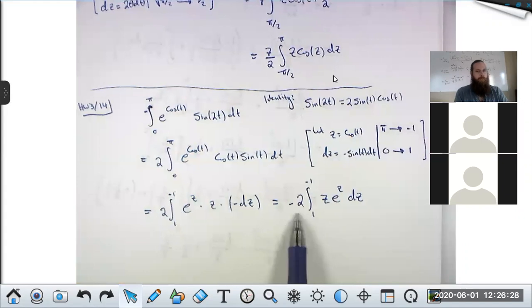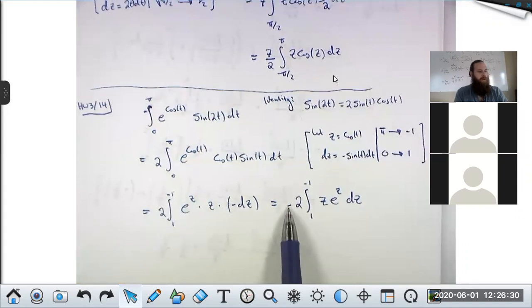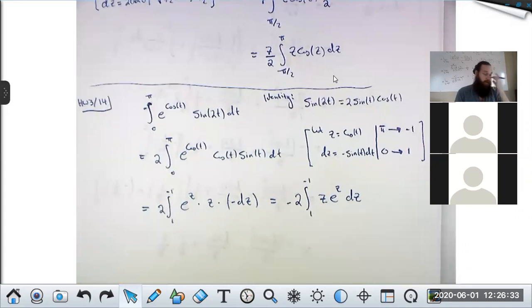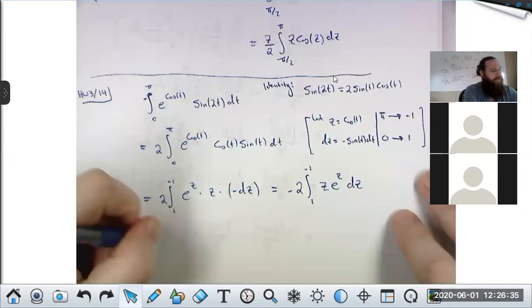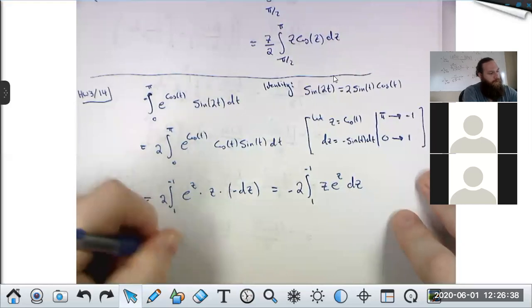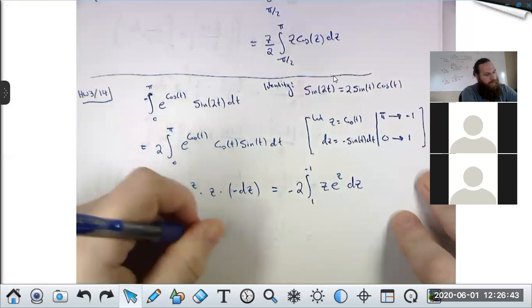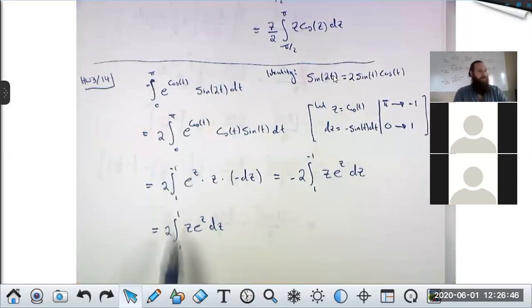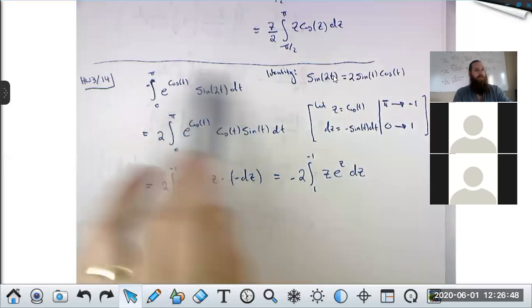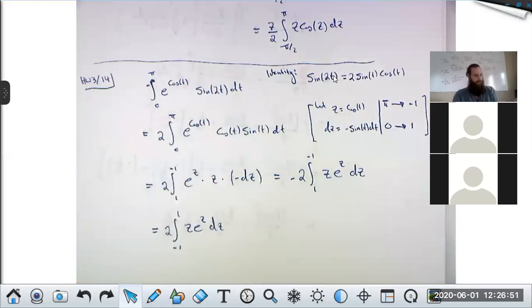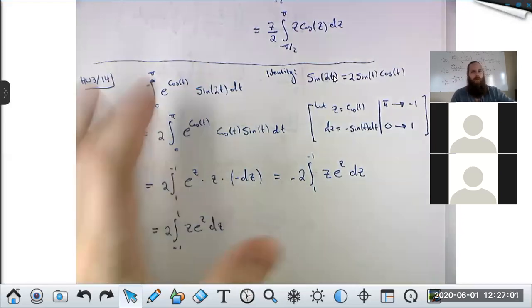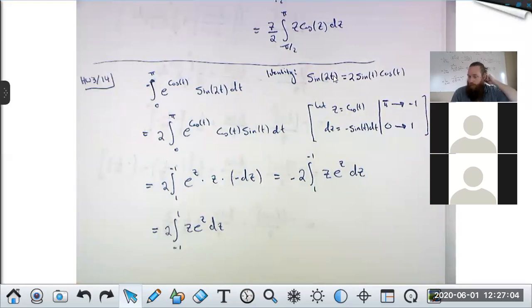And then my last step before doing the IBP is going to be to soak this negative back into the integral by flipping the bounds around. So this is the same as 2 times the integral from negative 1 to 1 of z e to the z dz. And again, this looks a hell of a lot nicer than this. It still requires IBP, but it's the same spider senses that you use when choosing your substitutions back in section 5.5 that you'll use to determine whether or not to make a substitution here in 7.1.